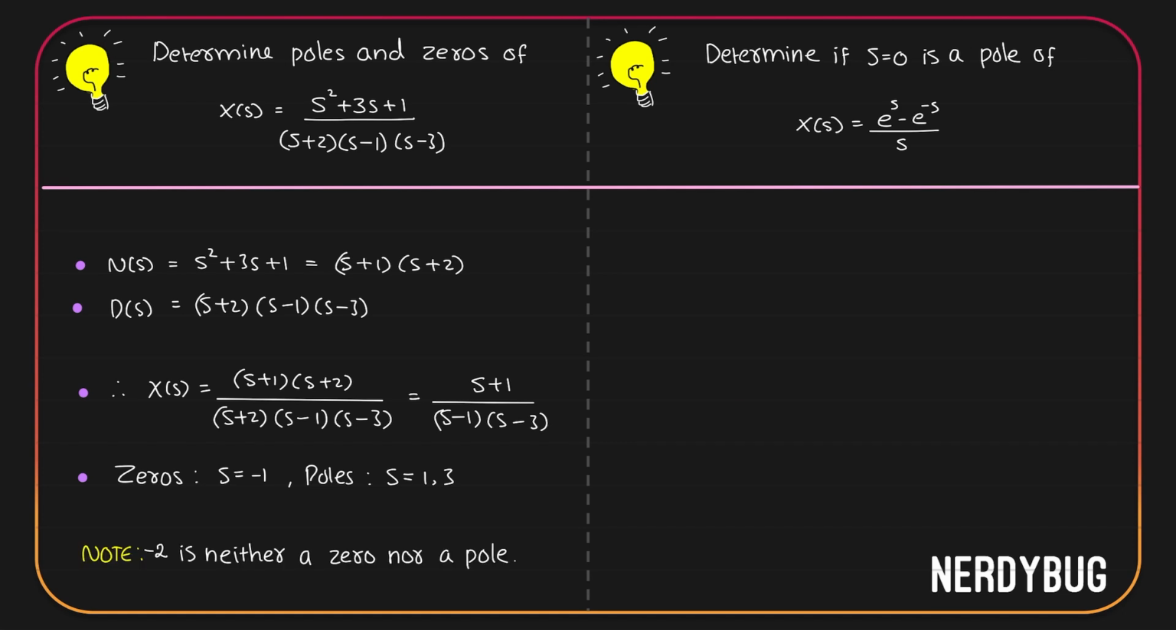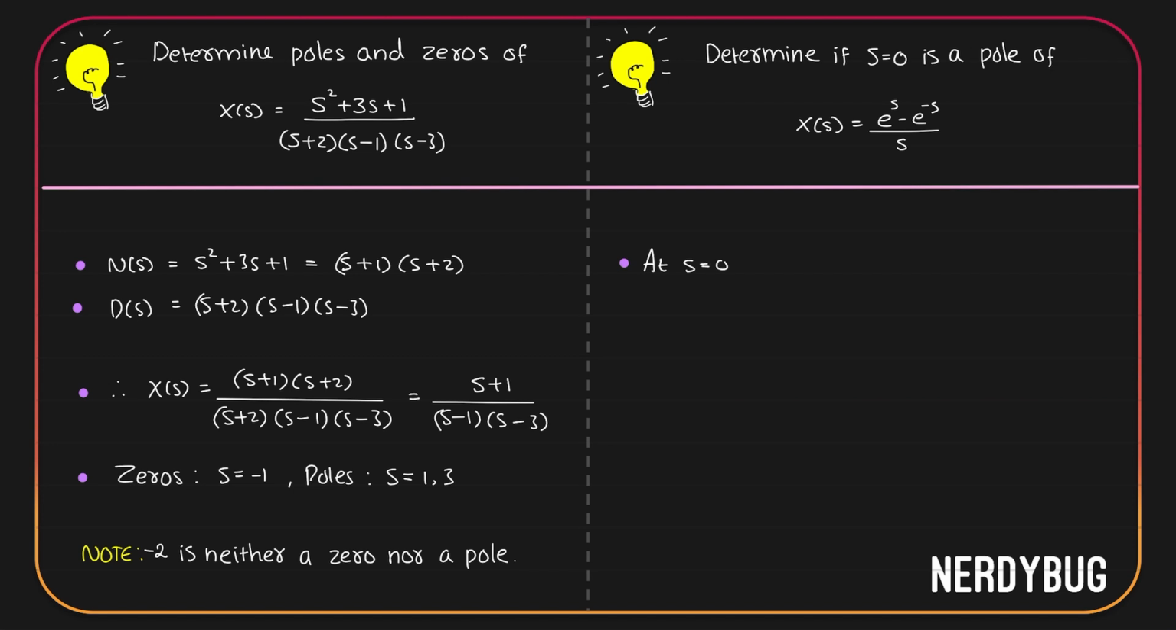In the next problem, we have to determine if s equal to 0 is a pole of X(s), which is (e^s − e^(−s)) divided by s. If you directly look at it, we have an s in the denominator, so s equal to 0 should make the denominator 0 and it should be a pole. But let us check if it is true.